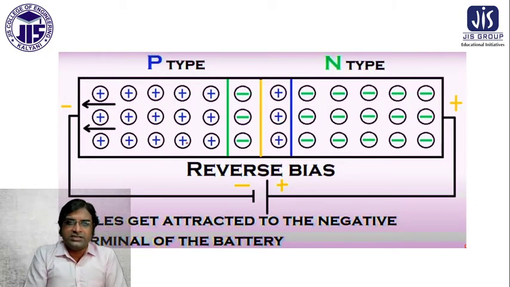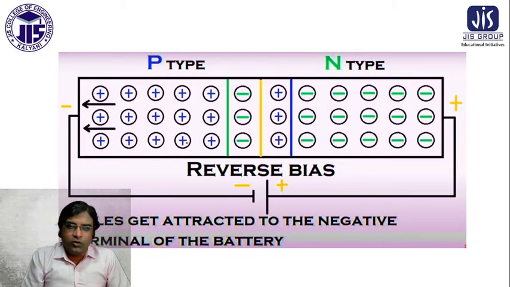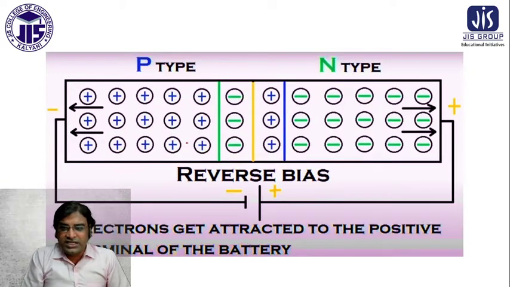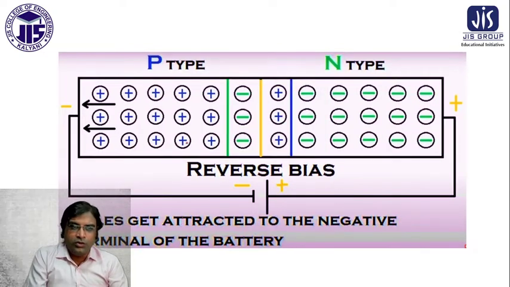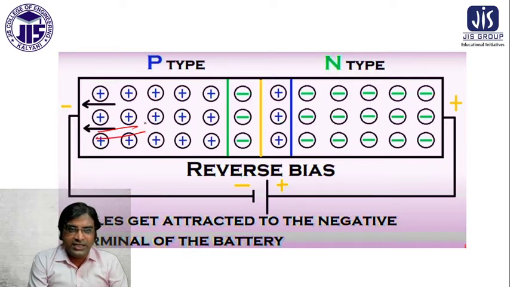For that reason, very small current flows. The holes get attracted to the negative terminal of the battery, and electrons get attracted to the positive terminal. You can see the holes are attracted to this side, and electrons are attracted to this side, because this is the positive terminal and this is the negative terminal.